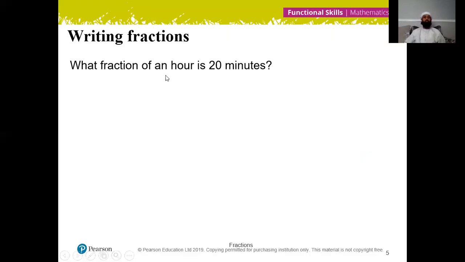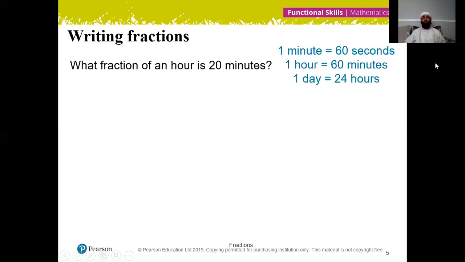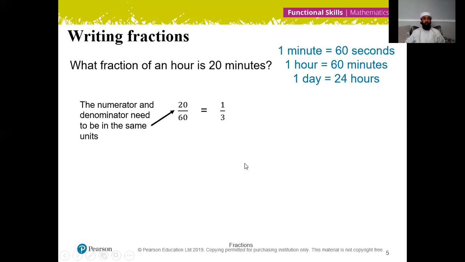So, what fraction of an hour is 20 minutes? As I mentioned, 20 over 60. We should already have this information: 1 minute equals 60 seconds, 1 hour equals 60 minutes, 1 day equals 24 hours. 20 over 60, we can actually simplify it to 1/3. So what fraction of an hour is 20 minutes? 1/3 of an hour. The fraction is in its simplest form.